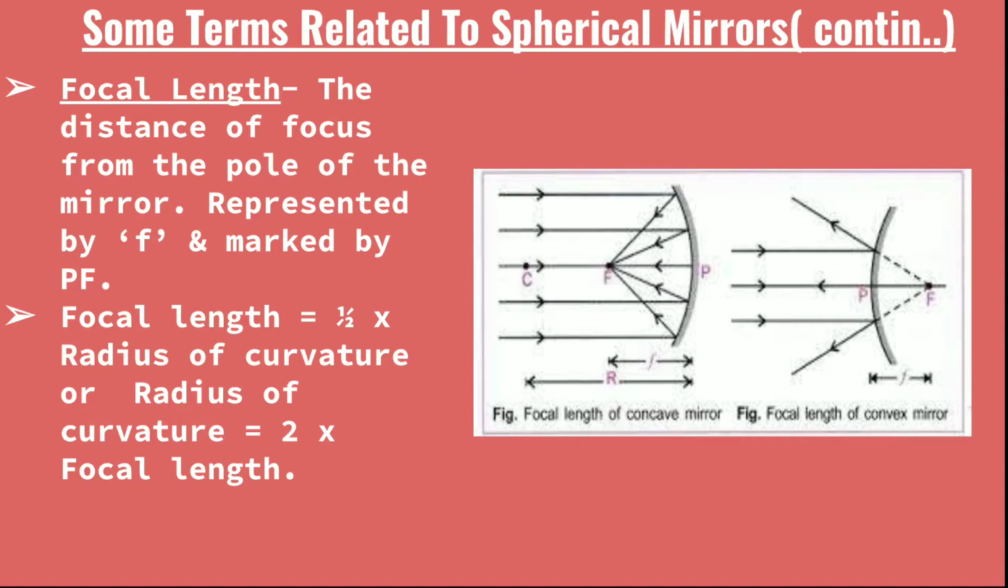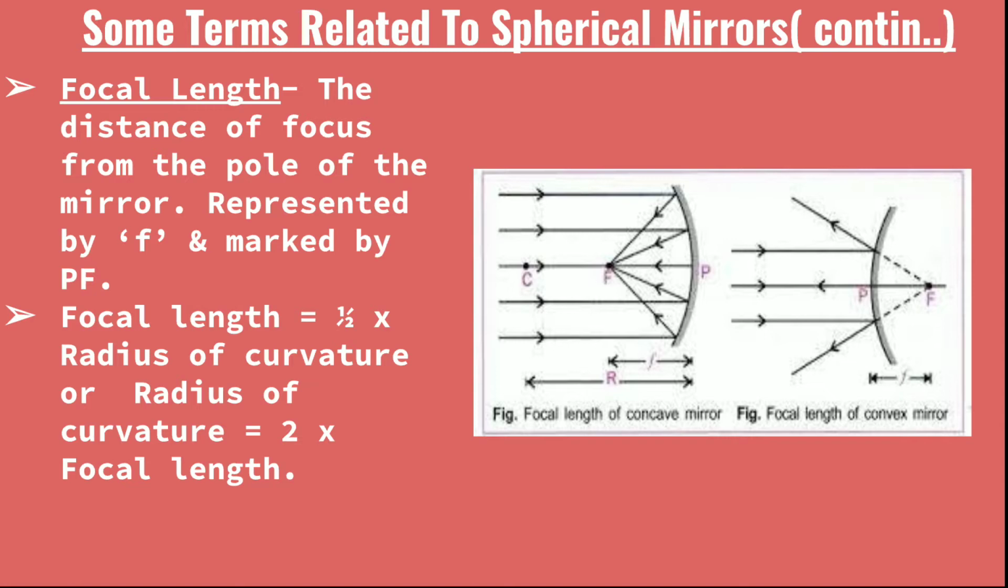Next we come to focal length. Focal length is the distance of the focus from the pole of the mirror. That is represented by small f. See, from the picture you can see, in case of a concave mirror, the focal length is on the same side of the mirror where the light rays converge after reflection. Capital F is the focus, the place where the light rays converge.